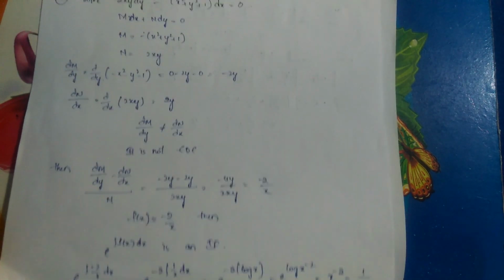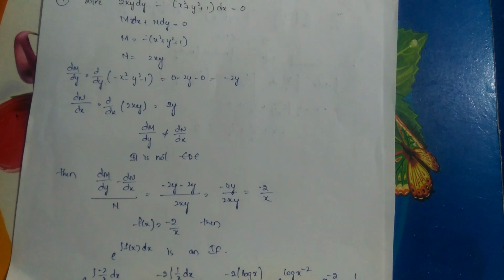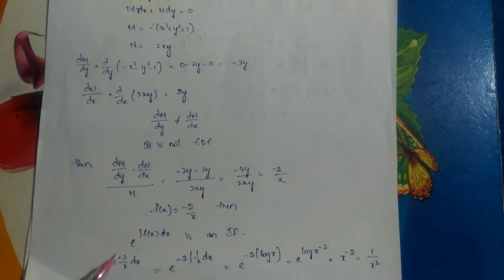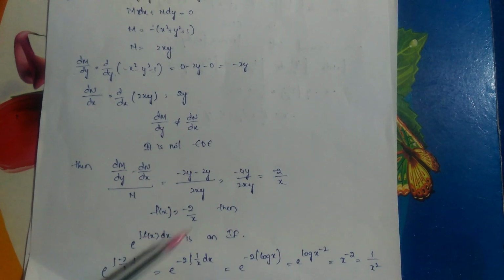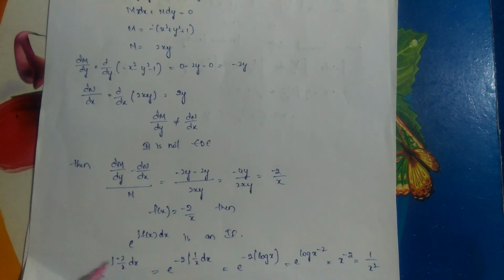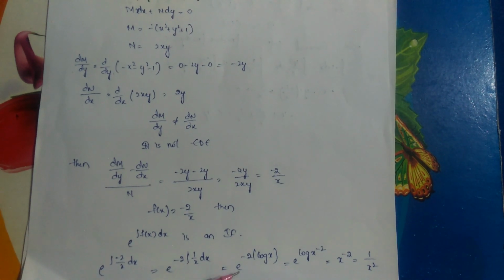So e to the power integral f of x dx, that is e to the power integral of minus 2 by x dx, and that equals e to the power, writing minus 2 as a constant outside of the integral, minus 2 into integral of 1 by x dx, and that equals e to the power minus 2 times the integration of 1 by x, which is log x.